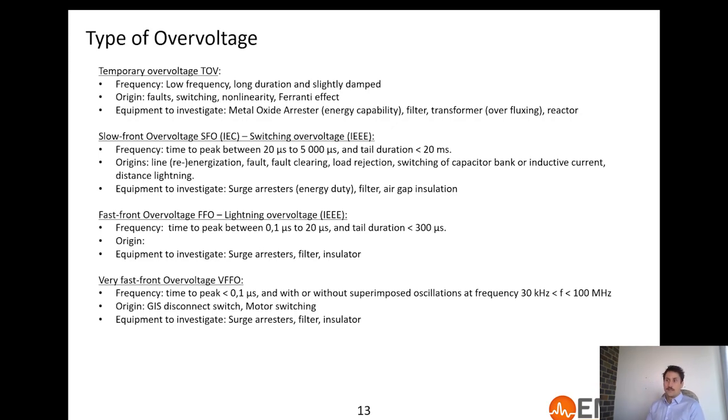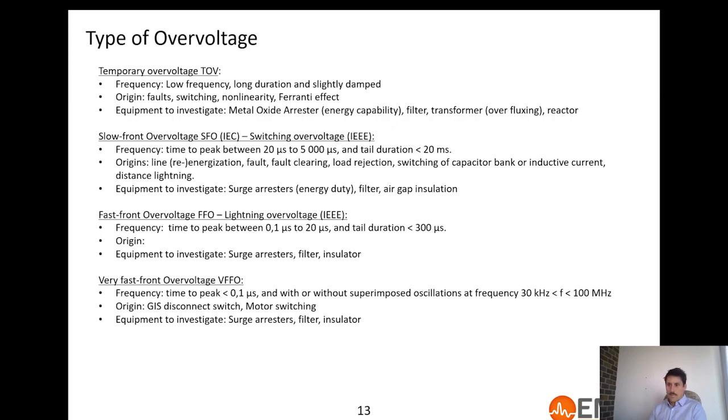So here, typically what you do, you will monitor the voltage at many places and compare the overvoltages with the limit of each equipment. You will also monitor the energy through surge arresters, especially for high voltage system or extremely high voltage system. Okay, then we have the fast front overvoltage, which are the lightning overvoltage, so similar characteristics, much faster. The time to peak is between 0.1 and 20 microseconds, and the tail duration is 300. Here now we are going to compare to the BIL of equipment. And same thing, the surge arresters are what we typically mitigate, but also the energy and the voltage at many places.